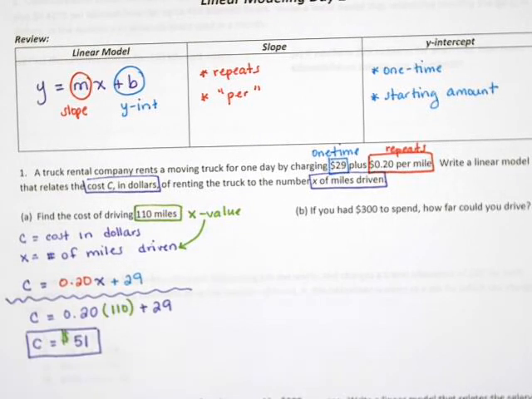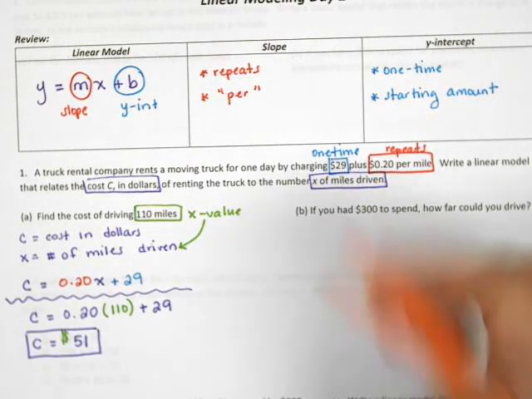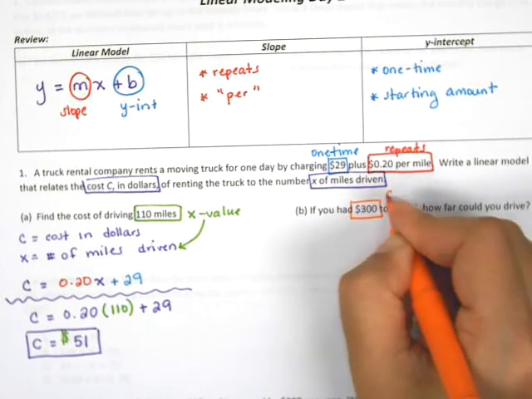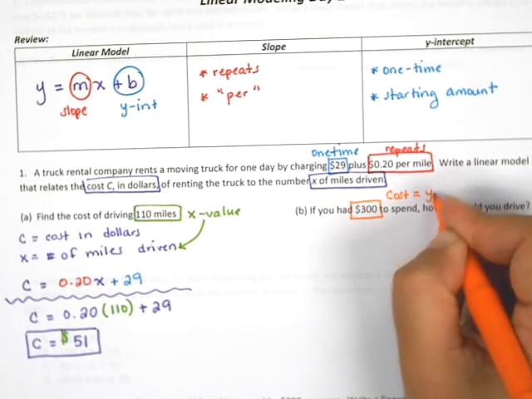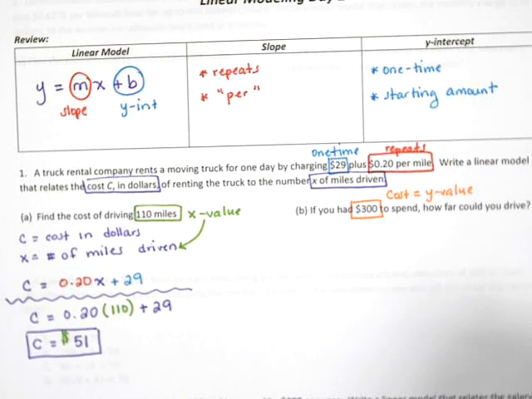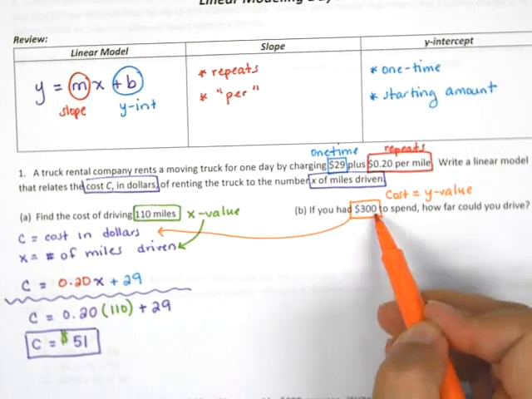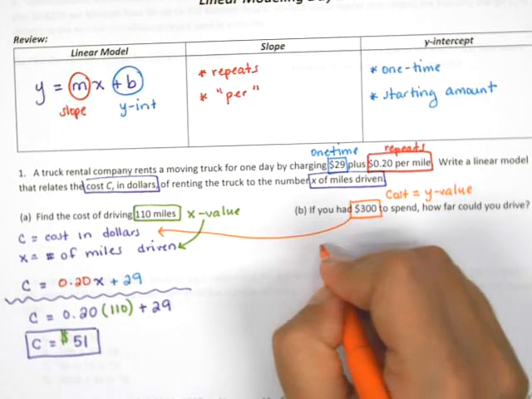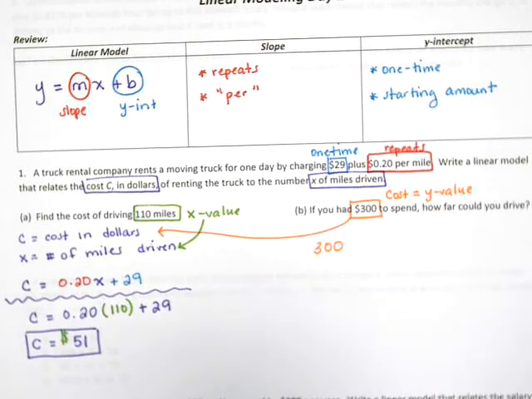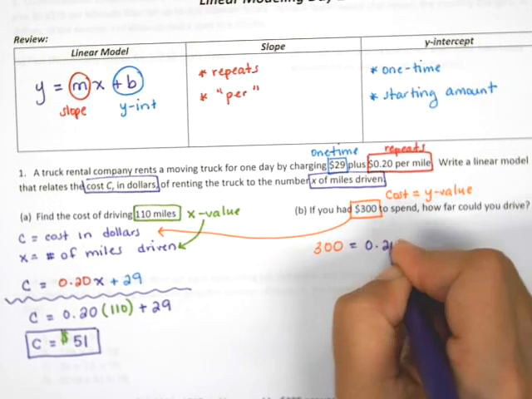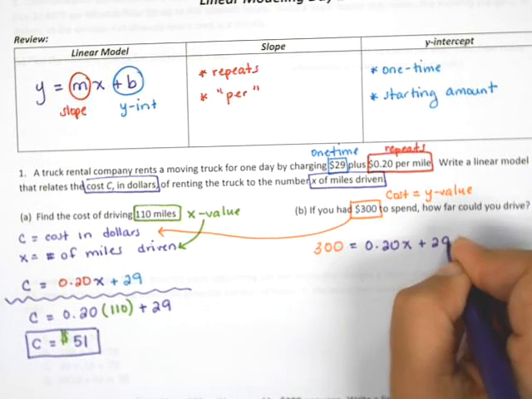Now in part B, we're going to be able to use this same equation, but in a different way. So part B says, what if you only had $300 to spend? How far could you drive? Now $300 is a cost. So this is going to be the Y value instead of the X, which means because cost is C, instead of plugging 300 in for X, I'm going to plug it in for C. So I'm going to write 300 equals 0.20X plus 29.